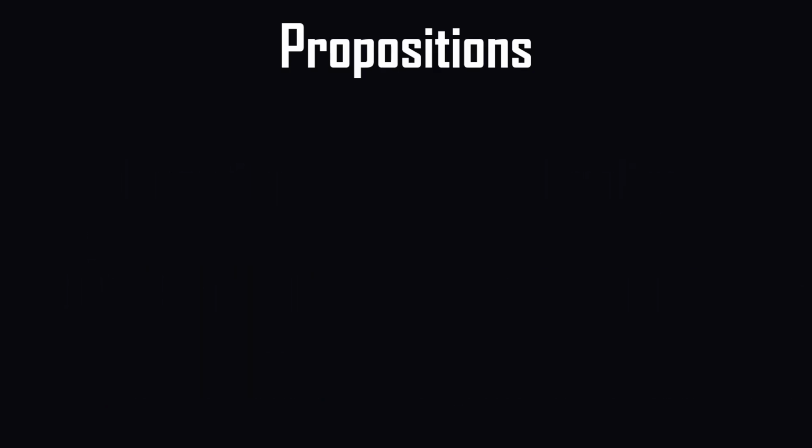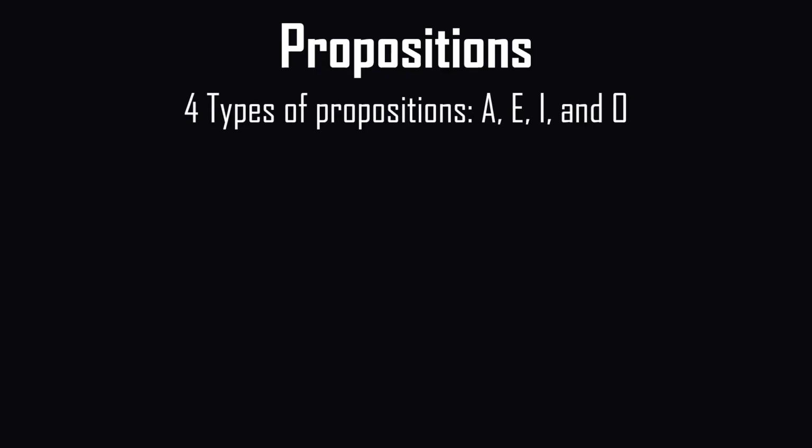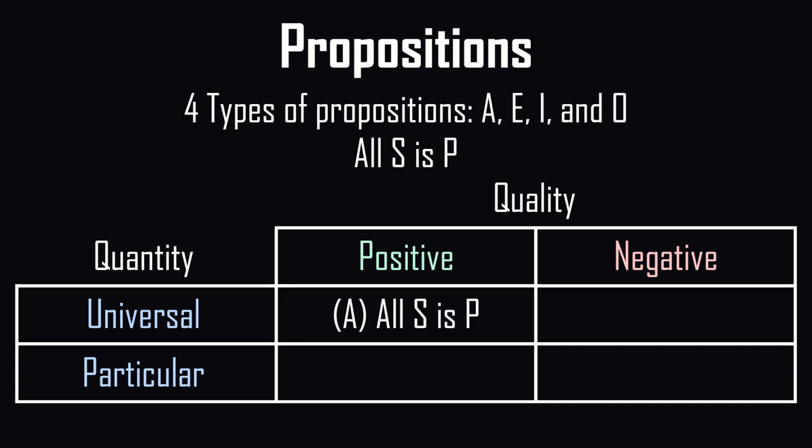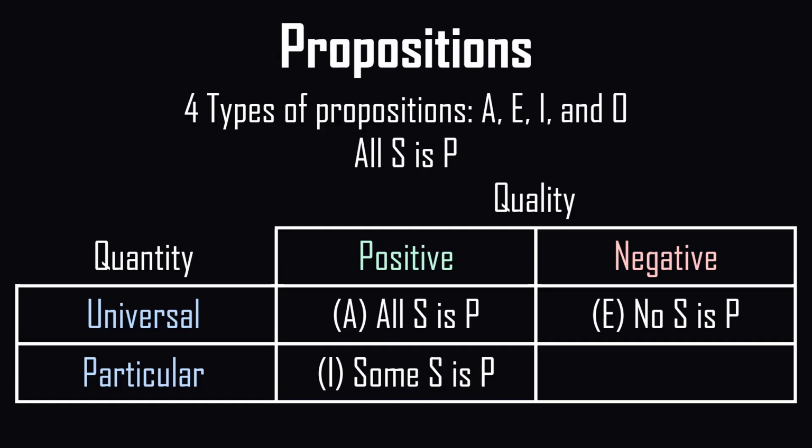Now, the quantity and quality determine what the type is of any given proposition, and there are four different types: A, E, I, and O propositions. I will give you an example for each type, and they will be structured in the form of all S is P, S standing for subject and P standing for predicate. A, all S is P. E, no S is P. I, some S is P. O, some S is not P.